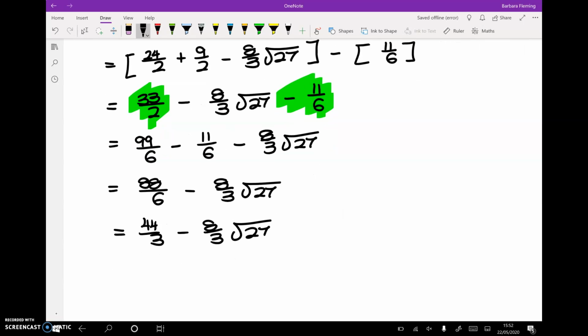So, final step, if you need it to get a more exact answer, is typing that into your calculator. So type in 44 over 3, take away root 27, and we're timesing that by 8 over 3. And if I press my change button, I should hopefully get 0.8102... And let's round that to 2 decimal places, 0.81. Not a pretty answer, as promised, at Higher, but that's how we can get our answer.